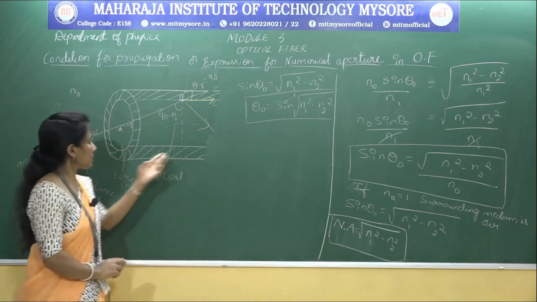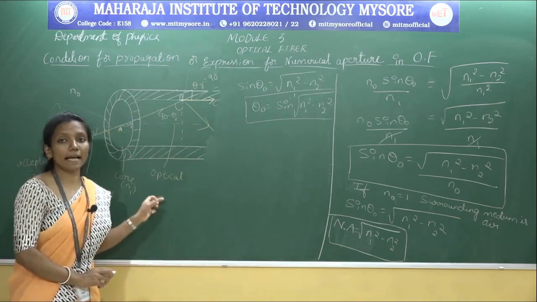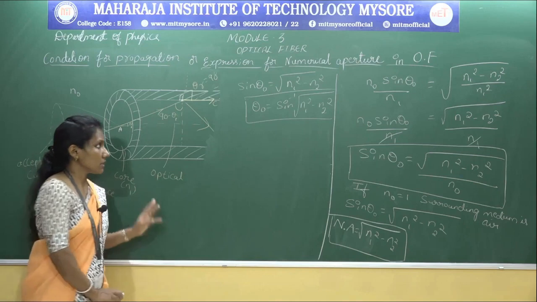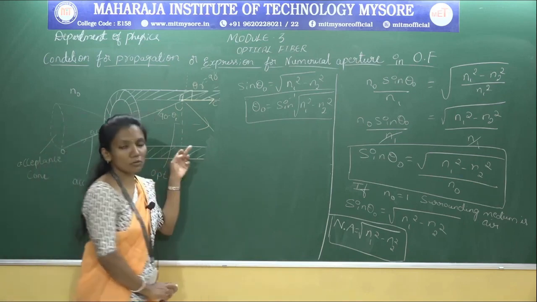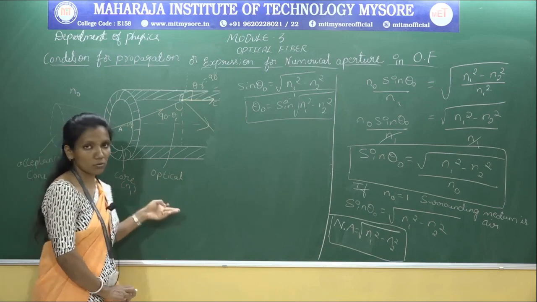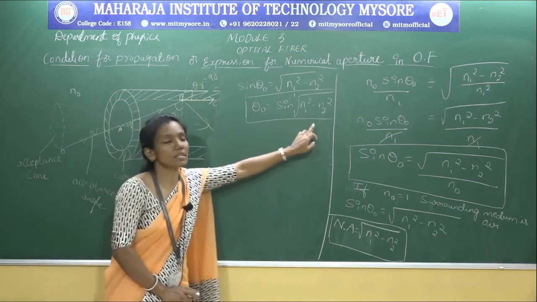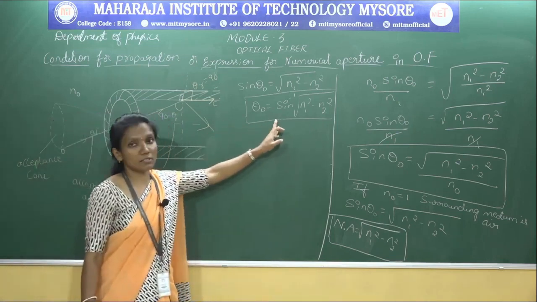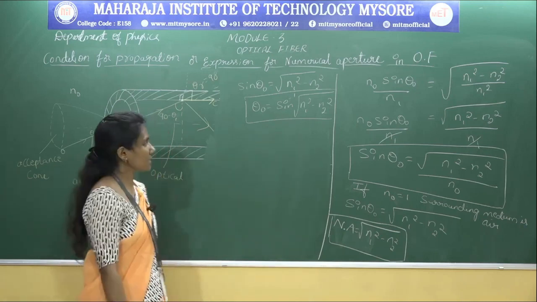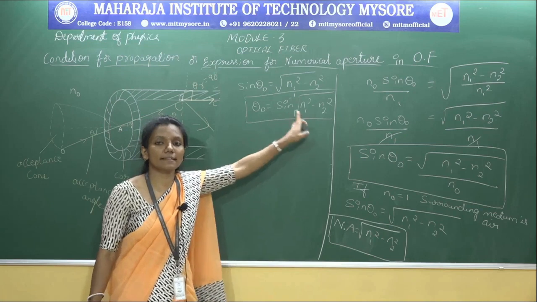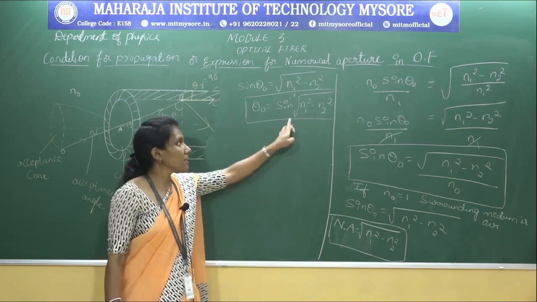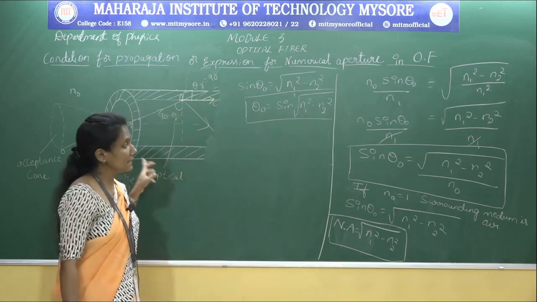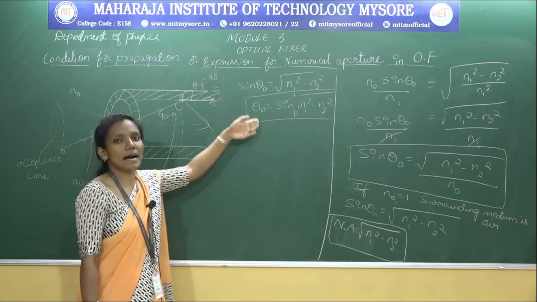Acceptance angle is nothing but the maximum angle at which the ray of light will propagate inside the optical fiber. That is sin inverse of the square root of the refractive index of core square minus the refractive index of cladding square. So the acceptance angle is the maximum angle at which the ray of light is guided inside the optical fiber, with the square root of the difference of core and cladding squares.